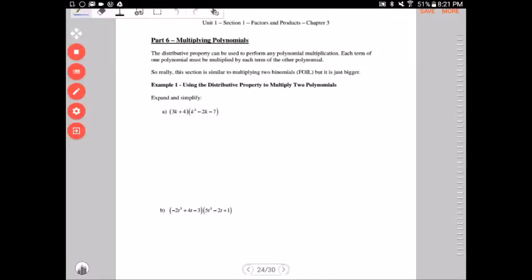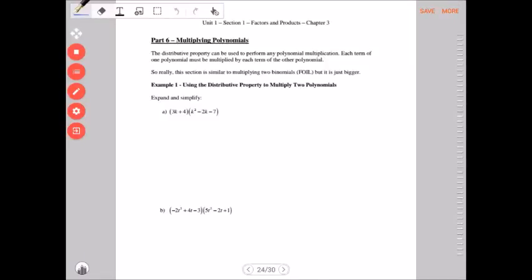Part 6. Multiplying polynomials. The distributive property can be used to perform any polynomial multiplication. Each term of one polynomial must be multiplied by each term of the other polynomial. So really, this section is similar to multiplying two binomials, so FOIL. It's just bigger.